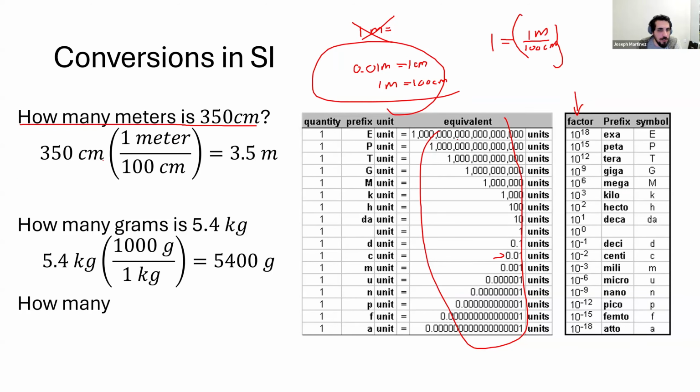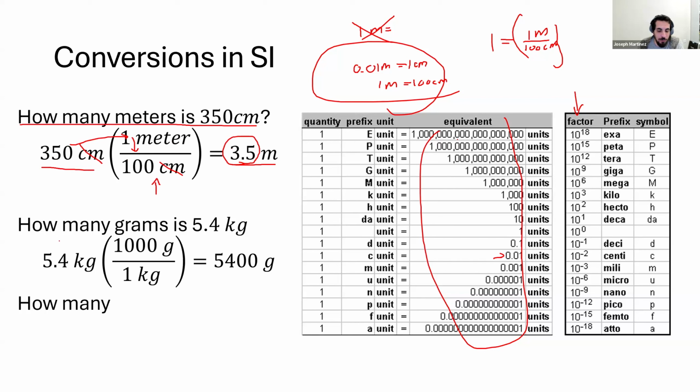So how many meters is 350 centimeters? We take that 350 centimeters, we multiply it by 1. When we multiply it by 1, we can see the centimeters canceling out, leaving us with 350 times 1 divided by 100, giving us the numerical value 3.5. And the units, centimeters cancel out, leaving meters. So 350 centimeters is 3.5 meters.